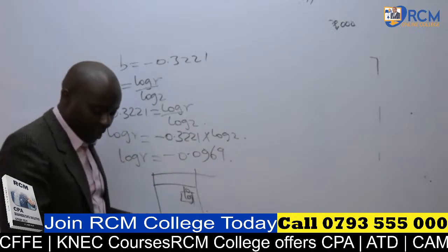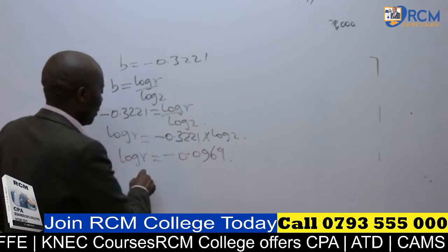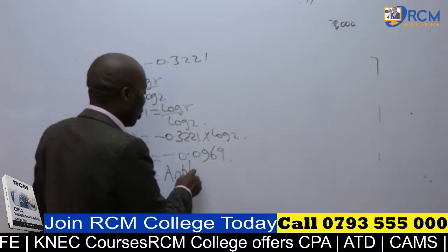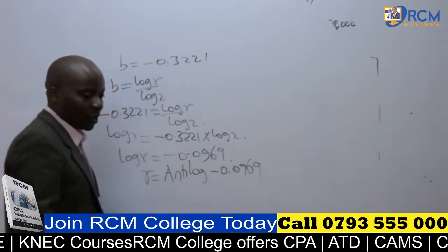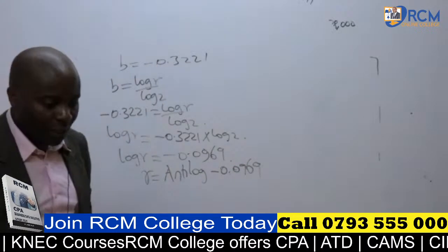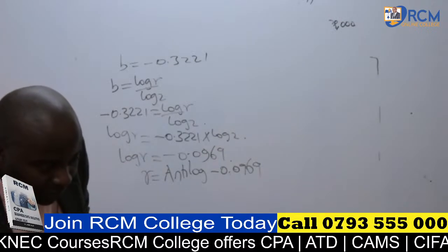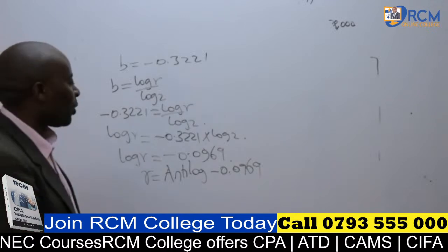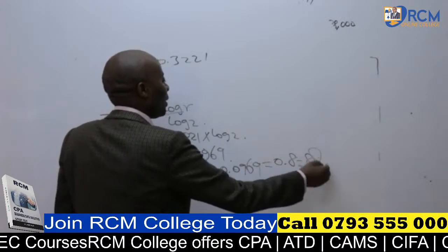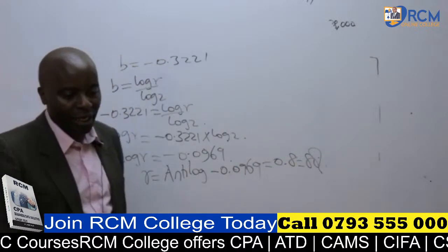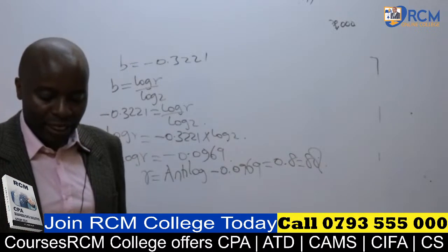So we are saying here that R will be equal to the antilog of negative 0.0969. Then of course you say equals. When you say equals, at the end of the day, I can see from Lucy, she's getting 0.8. Is there anybody else who is able to get this 0.8, which is equivalent to 80%?